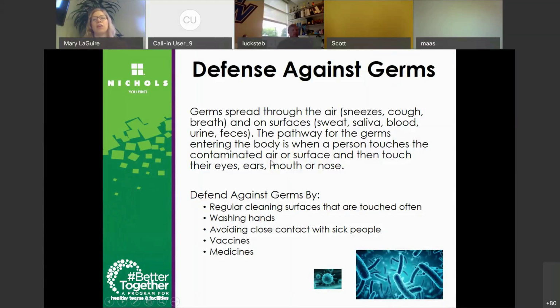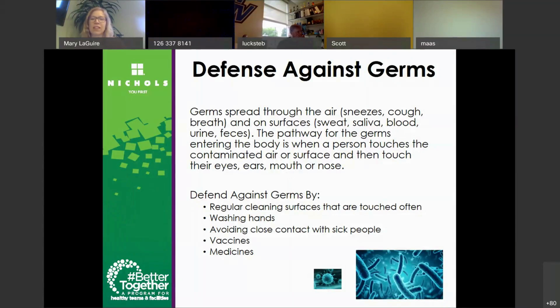Okay, so what is our defense against these germs? Well, the germs spread through the air: sneezes, coughs, breath. That's why we're hearing a lot with COVID that it's important to wear masks. You never know if you cough or sneeze, so you can protect those people around you. They also spread on surfaces, sweat, saliva, blood, urine, feces.